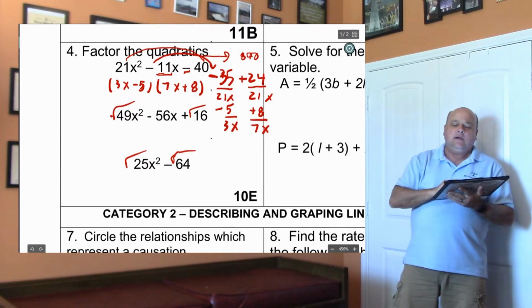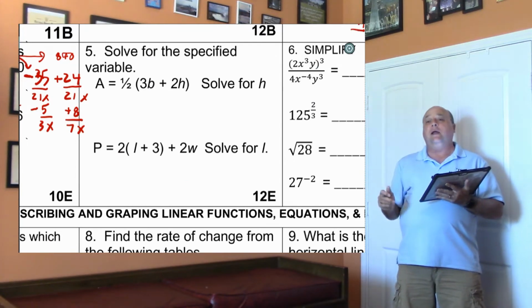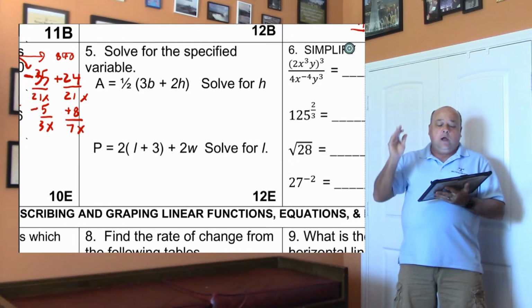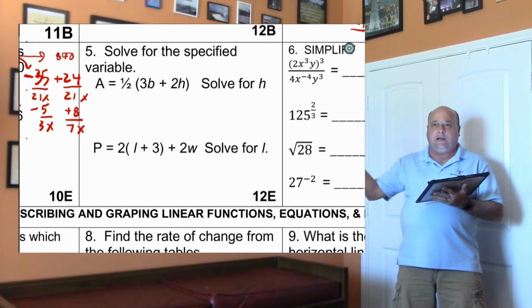Piece of cake. Number 5, one of the hardest things you have to do. I'm going to do one of them. Y'all usually don't like fractions, so I'll do the first one. On number 5, that fraction's 1/2. The opposite of divide by 2 is to multiply by 2.